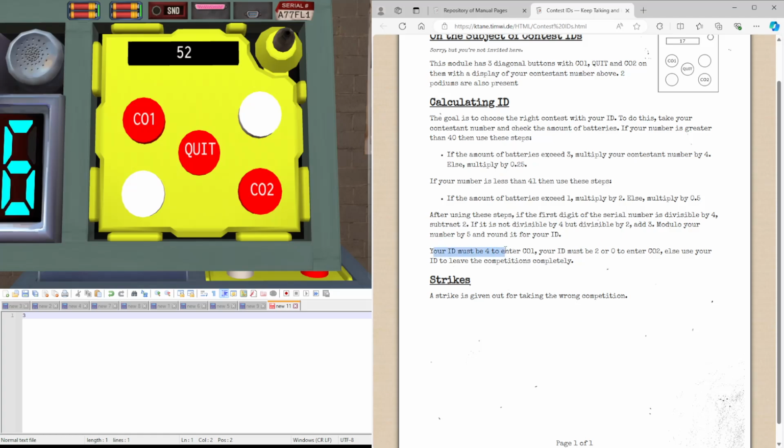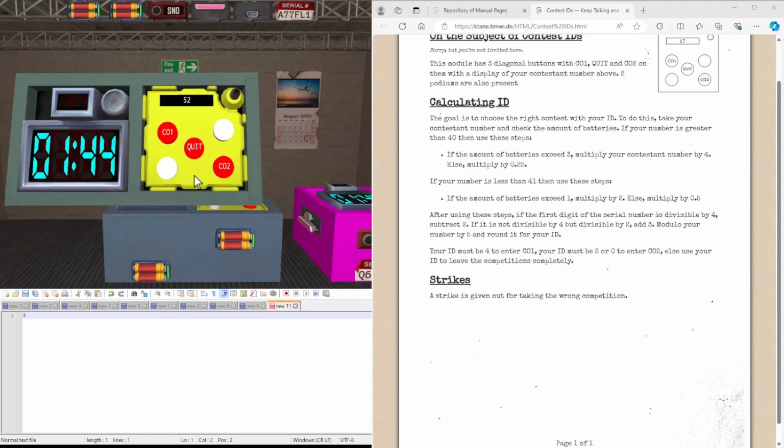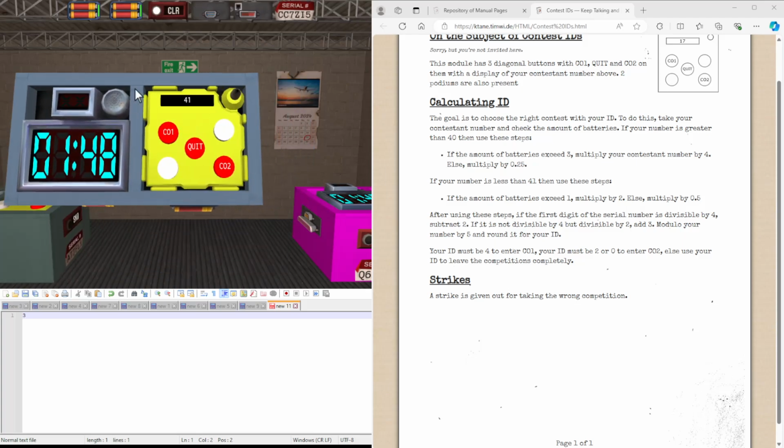Your ID must be 4 to enter competition 1 and 2 or 0 to enter competition 2. We have 3, which is neither, means we are in the quit category. We get our module. Let's do that again.